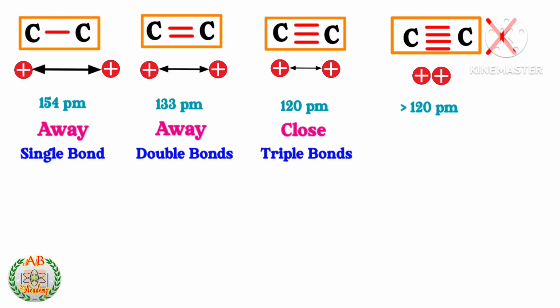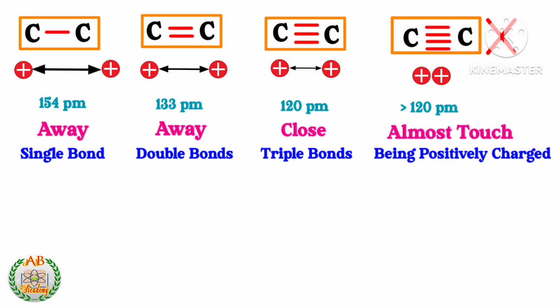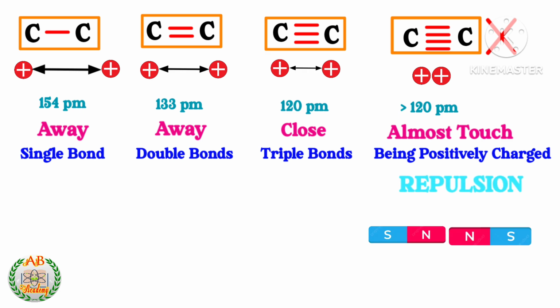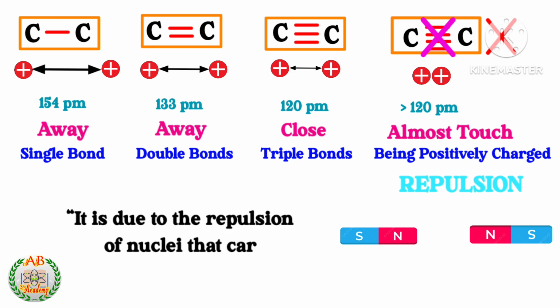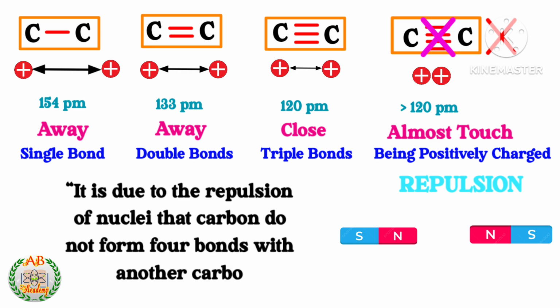But here in this case the two carbon nuclei can almost touch each other, so both the nuclei being positively charged will repel each other just like the similar poles of two magnets. So we say that carbon cannot form 4 bonds with another carbon. Now remember that it is due to the repulsion of nuclei that carbon does not form 4 bonds or tetravalent bonds with another carbon atom.